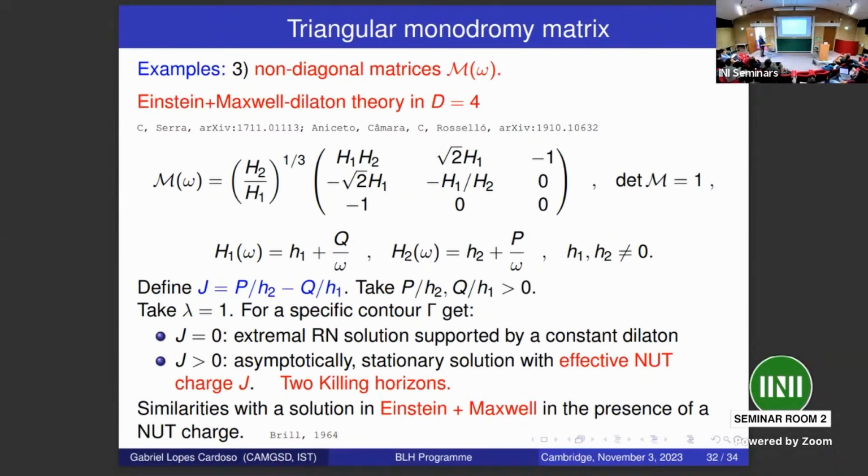On the other hand, it's somewhat reminiscent of a solution constructed by Brill in the 60s, but in the Einstein-Maxwell context, whereas here we are in the Einstein-Maxwell-dilaton context. So all of this is to say that you can also construct new solutions and not just reproduce old solutions in the literature.